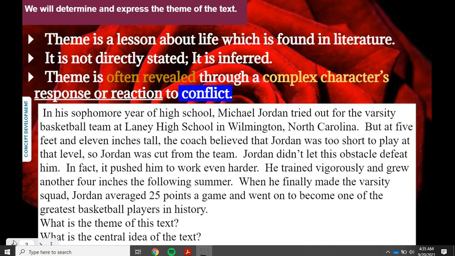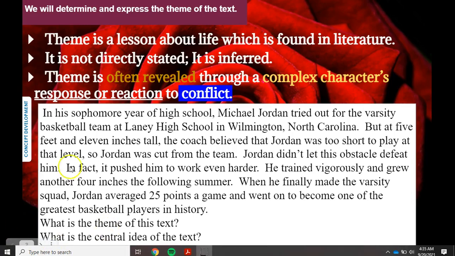Here's my question. What were Jordan's struggles? What were the things that opposed him? Okay, I can hear some of you all saying that he was too short. Someone said that the coach didn't believe in him and cut him from the team. Okay, and so what did he do to overcome these obstacles? Okay, what lessons did he learn from those obstacles?